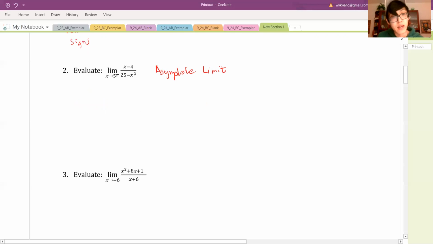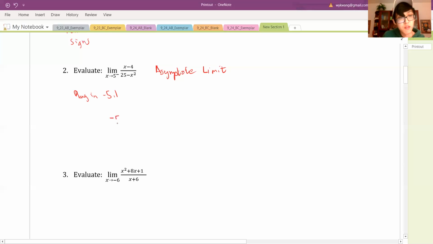Well, luckily, we're not asked to solve it directly. We're asked to basically go to 5 from the left. So what do we do for an asymptote limit? Let's plug in a number that's really, really close to 5 from the left. So let's say, plug in negative 5.1, right? So I'm going to plug in negative 5.1.